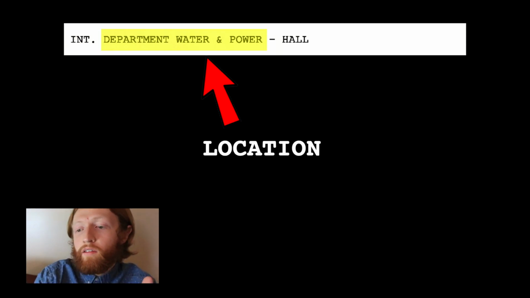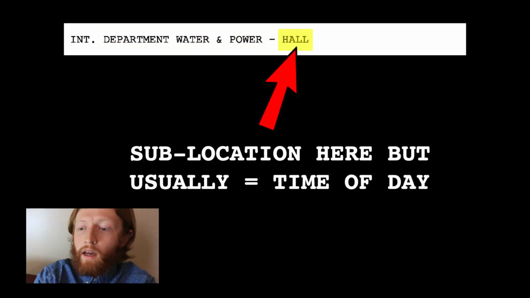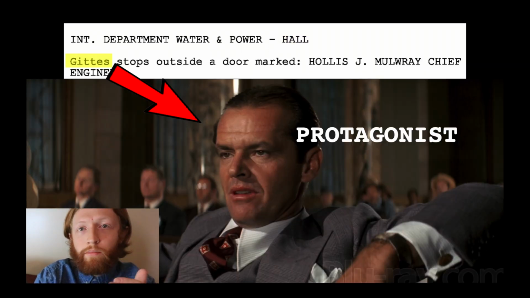That means this is taking place in a government building facility. And then we've got a dash to break it up. And then in this screenplay, it says hall, meaning that we have sort of a sub-location here. But usually what you have there is the time of day. You'll have night or day. All right, so Gittes. Who's Gittes? He's the protagonist of our story.